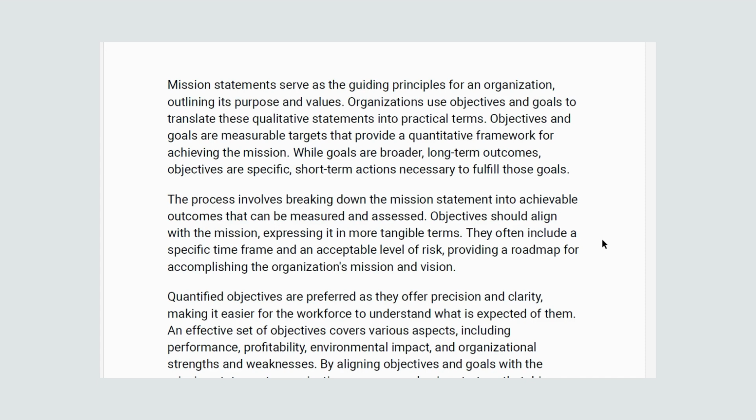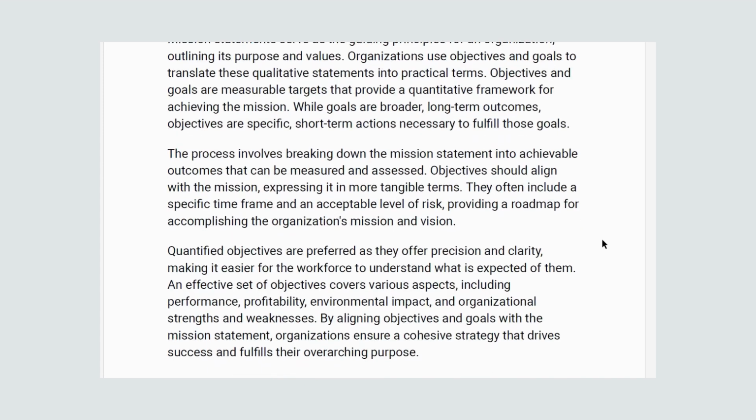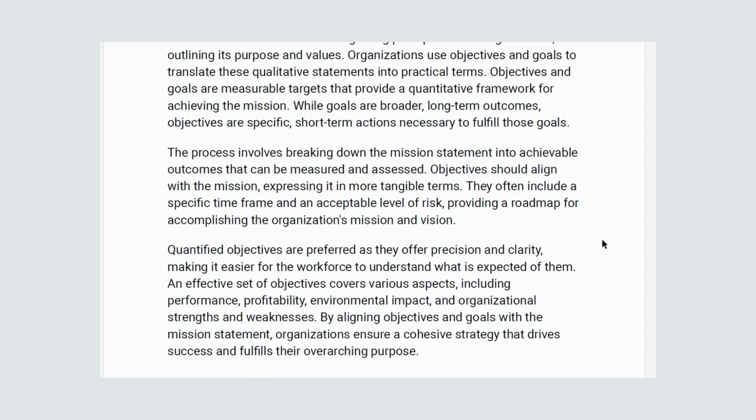Okay, so objectives align with the mission, expressing it in more tangible forms. It's like the acceptance level of risk or providing a roadmap for accomplishing an organization's mission and vision. All these things are objectives of an organization. They offer precision and clarity, so it helps the workforce to understand what is expected from them. A set of objectives covers various aspects, including performance, profitability, environmental impact, and organization strengths and weaknesses.